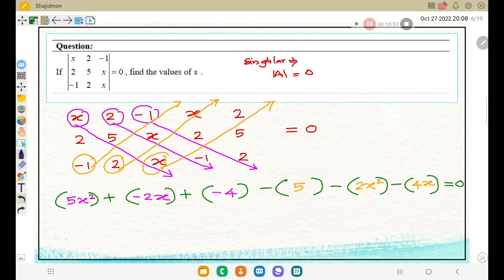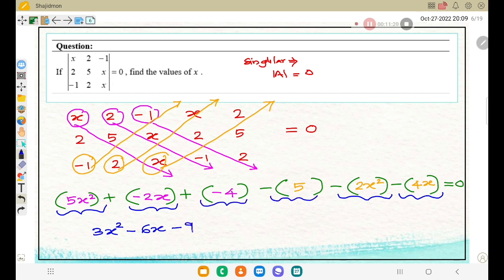Now simplify here, you can simplify one by one. Here 5x power 2, here minus 2x power 2. 5x power 2 minus 2x power 2 means 3x power 2, correct? Now here minus 2x, here minus 4x. Minus 2x minus 4x means minus 6x. Now here minus 4 minus 5, that means minus 9 equal to 0. From this you can calculate what is the x value. By using a calculator you will get the x number. x equal to 3 and minus 1.